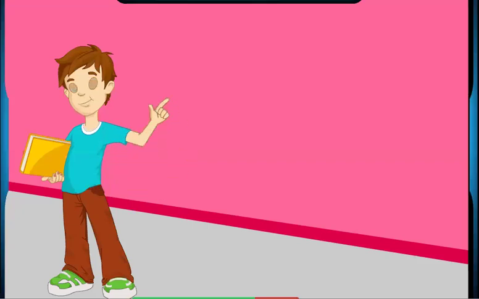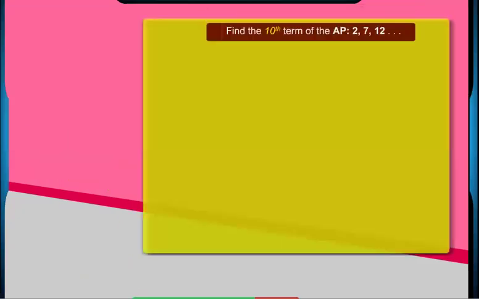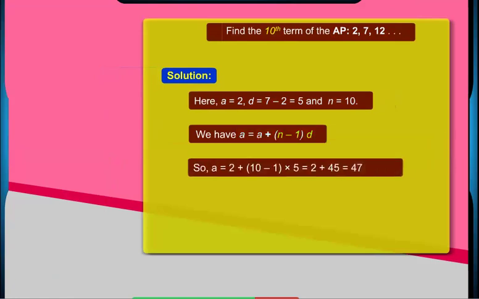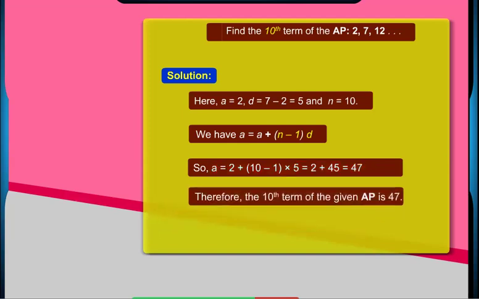Let us consider some examples. Example 1. Find the 10th term of the AP 2, 7, 12. Solution. Here, a is equal to 2, d is equal to 7 minus 2 equal to 5, and n is equal to 10. We have an is equal to a plus n minus 1 into d. So, a10 is equal to 2 plus 10 minus 1 into 5 equal to 2 plus 45 equal to 47. Therefore, the 10th term of the given AP is 47.